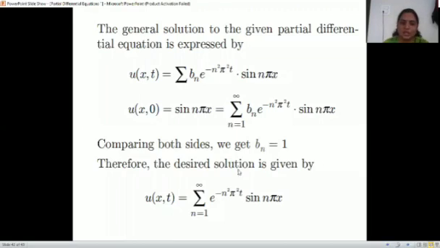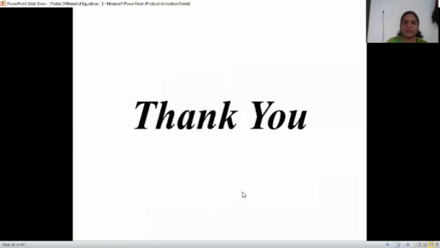So bn is 1. Therefore, the final solution will be u(x, t) is summation n is 1 to infinity of e raised to minus n square pi square t into sin n pi x. And here it ends the slides.